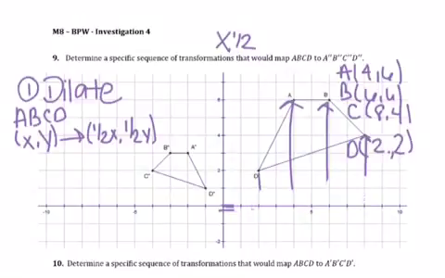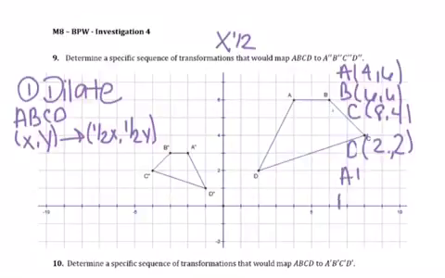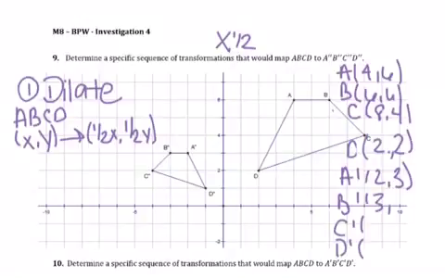Now what we're going to do is take each of those original points and cut them in half. So we're going to write A prime, B prime, C prime, and D prime. Half of 4 would be 2, half of 6 would be 3, so A prime is (2, 3). For B prime it would be (3, 3). C prime would be (4, 2). And D prime would be (1, 1).